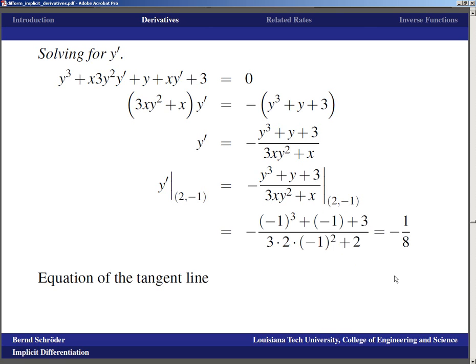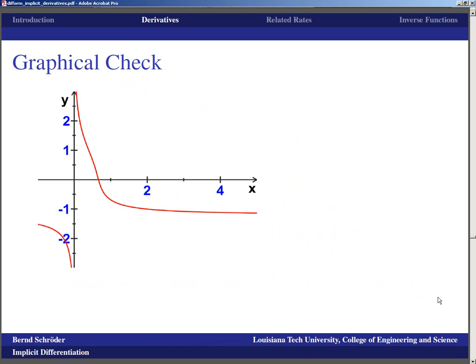And the equation of the tangent line, well, the tangent line goes through the point 2, negative 1, and it has slope negative 1/8. So we set up a line that has slope negative 1/8, and at 2 has value negative 1. And then we simplify, and we get negative 1/8 x minus 3/4. Sure, that's because we have negative 1 plus 2/8 here. And so that's that one, and now we can also, again, check graphically.